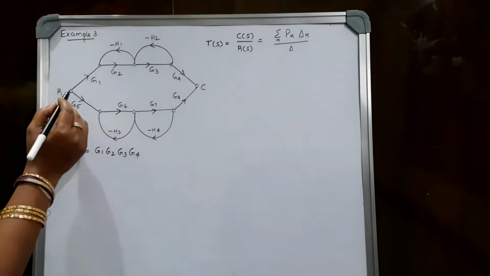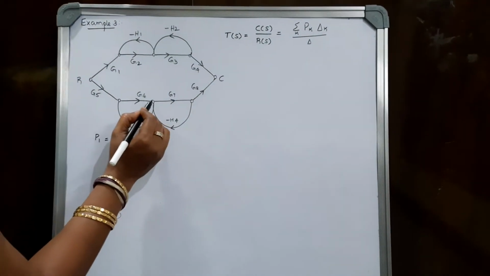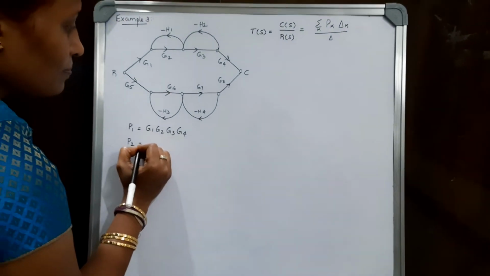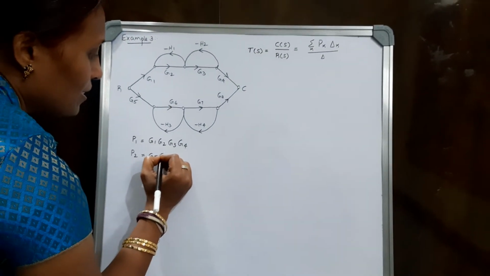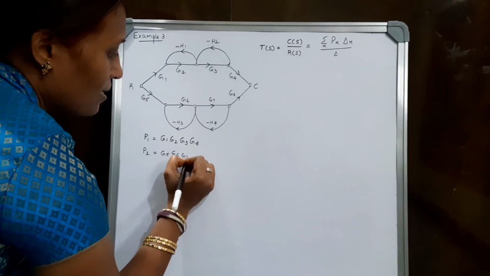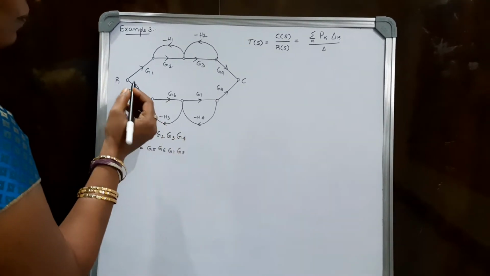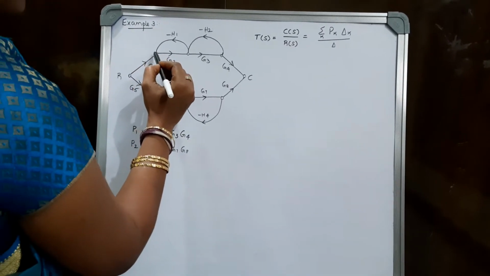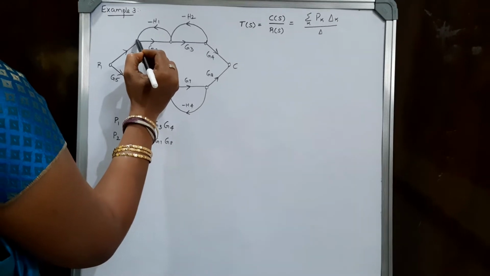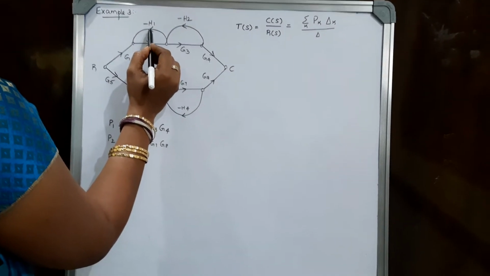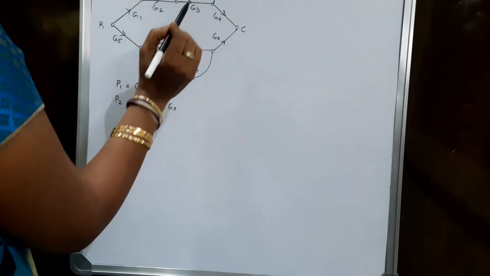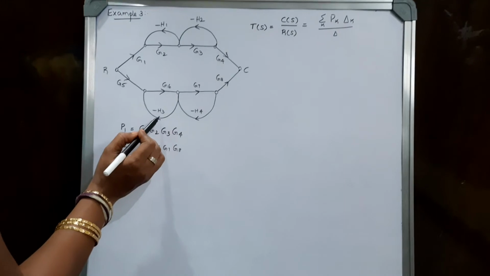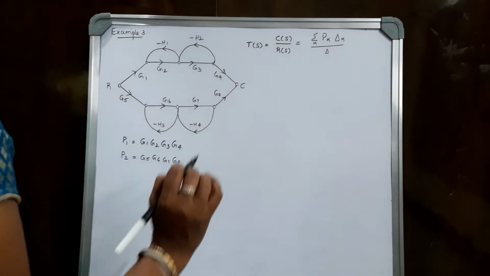And one more, let's see. This is G5, G6, G7, G8. So the second forward path is G5, G6, G7, G8. Let's see whether any other forward paths are there in this problem. Suppose if I take this, the direction is opposite, so I can't consider this. Again, if I consider here, the direction is also opposite. So we have only two forward paths here.